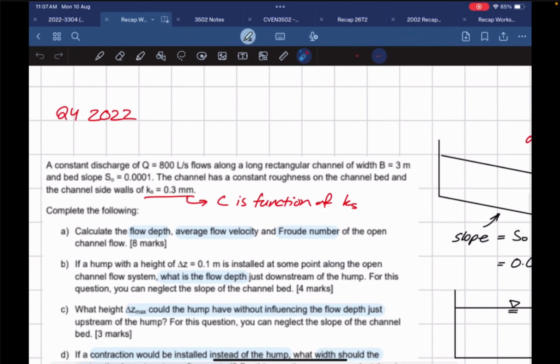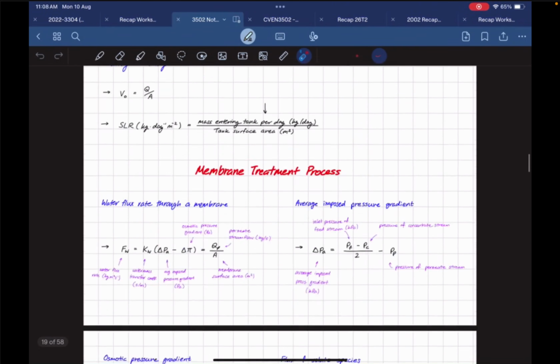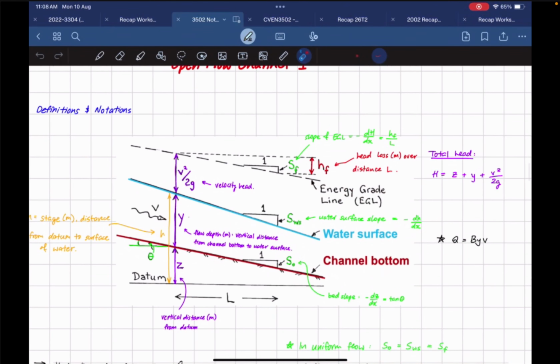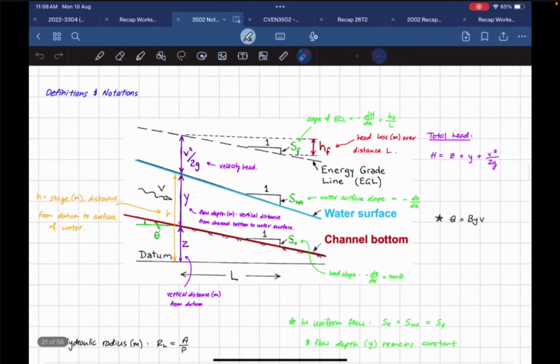Yeah, that one was a contraction question. In this question, however, we're going to go over a hump. Alright? I'll try to explain some of the theory as well as I go, using my notes. Yeah, open flow channel, you've got your different slopes, right? So you've got surface water slope, and you've got bed slope, which is the most important one.